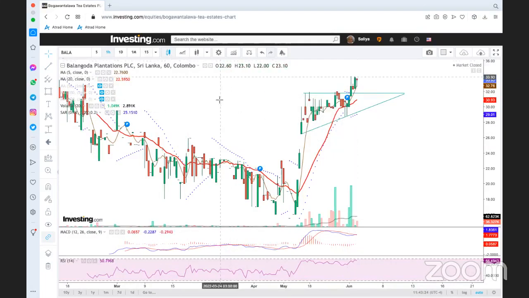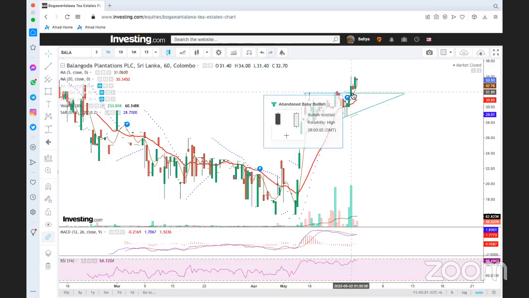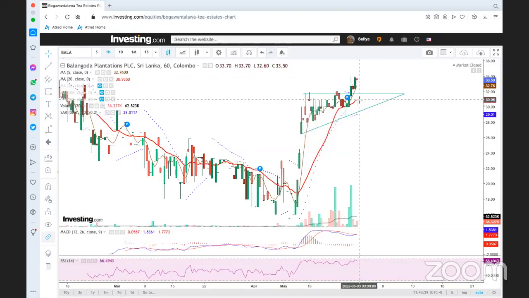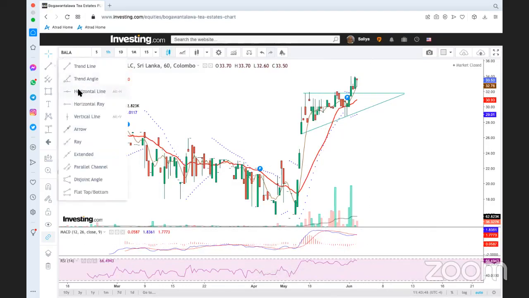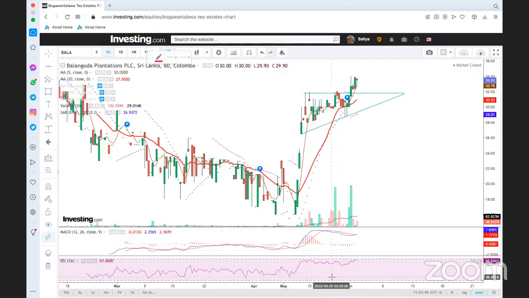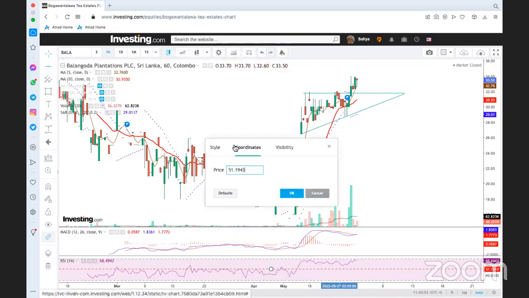In the case of the 1-hour chart, the 5-day moving average is above the 20-day moving average. PSAR is below the price line. The MACD is almost crossing above the signal line, and it is above the center line. And the RSI is above the 50 points.